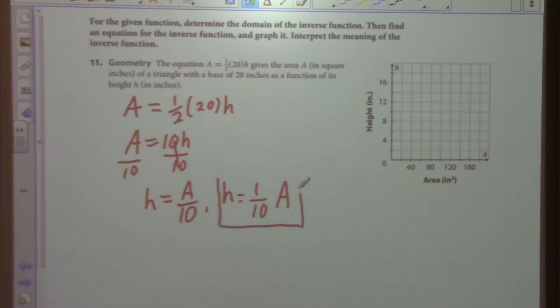And then how do we graph this function? The base is 20. So we graph this function here. What is our rise over run? 1 over 10. So we can go up 1 and over 2. Well, that would be 2 to 40, right? We need to go to 4 to 40. So about here, right?